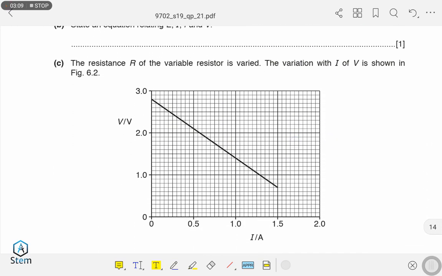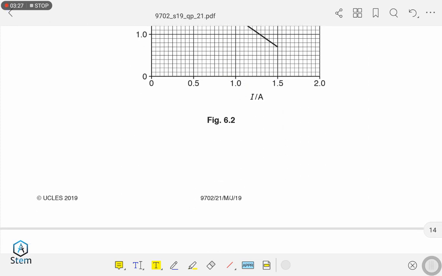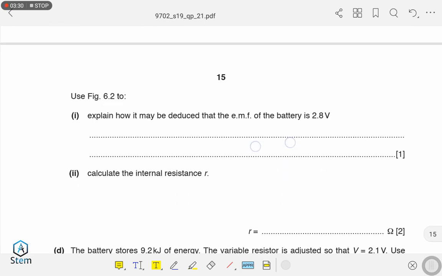The resistance R of the variable resistor is varied. The variation is shown as over there. Now the resistance was changed and the current changed in response. The potential difference changed in response as well. Let's see the questions. Explain how it may be deduced that the EMF of the battery is 2.8 volts.